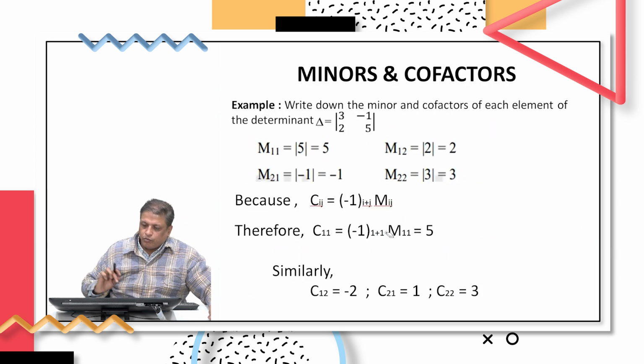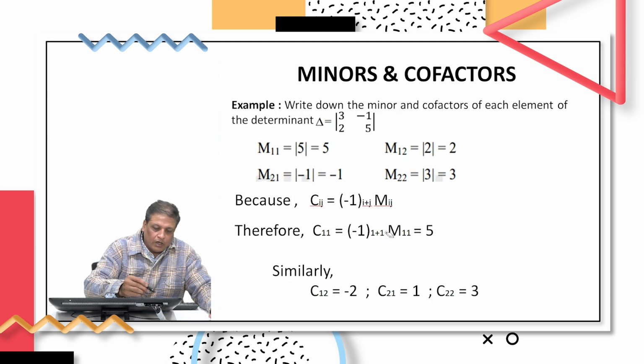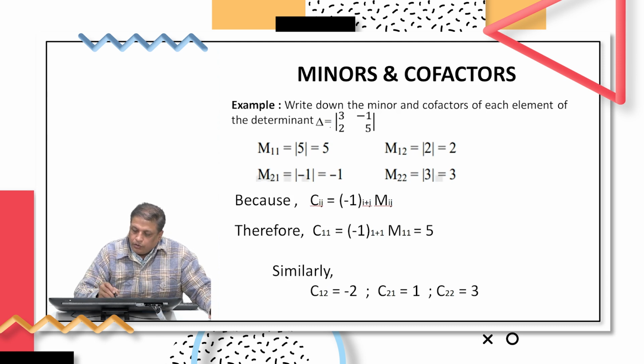So let's move ahead. Let's solve some examples. Write down the minors and cofactors for each element. Say a determinant of order 2 is given: 3, 2, minus 1, 5. If I take M11, after removing its row and column only 5 is remaining. For M21, minus 1 is remaining.